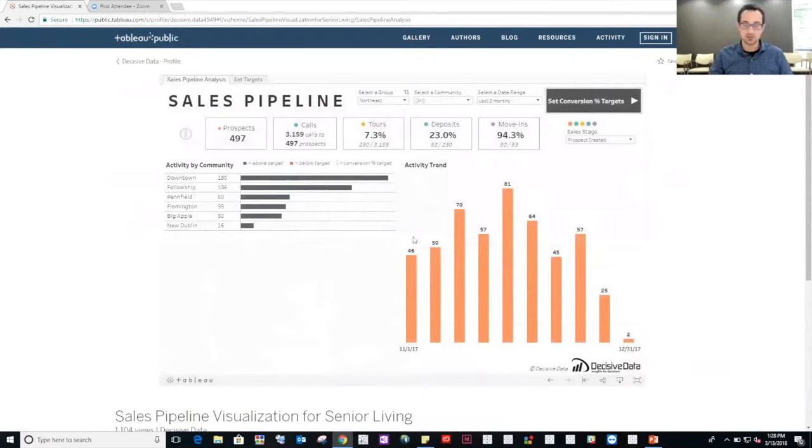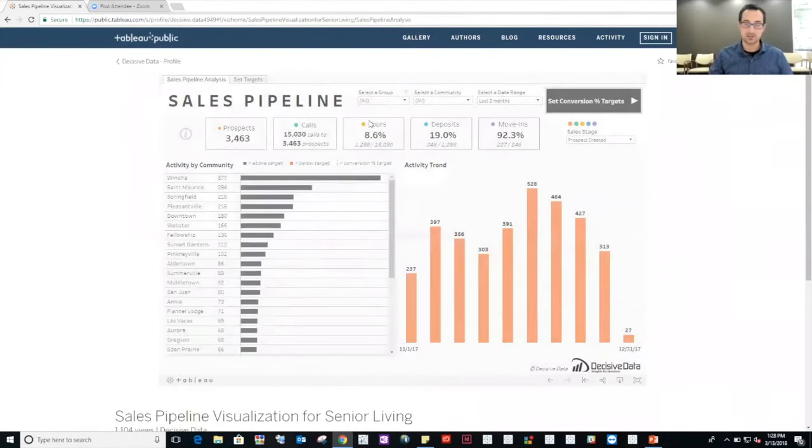We can also see that these values became a lot smaller, as we're looking at the total prospects over a week-by-week period. And if we go back to showing all groups, we can see those numbers increase. Again, a full list of communities for the entire company comes through on that left side. So let's go back to our Northeast region.